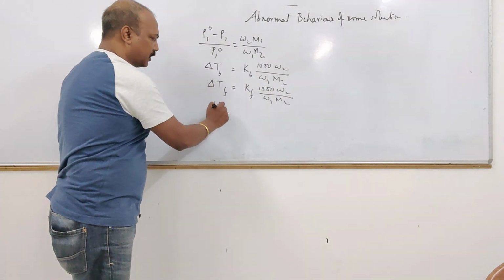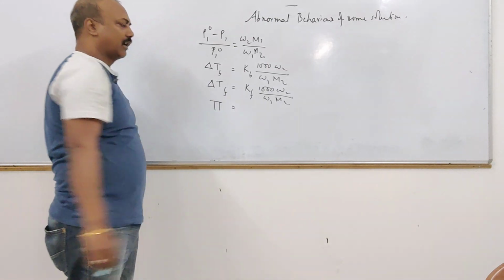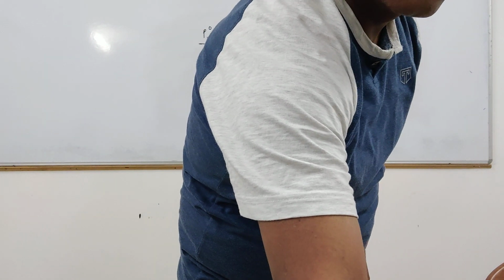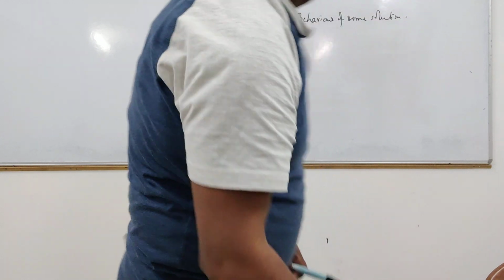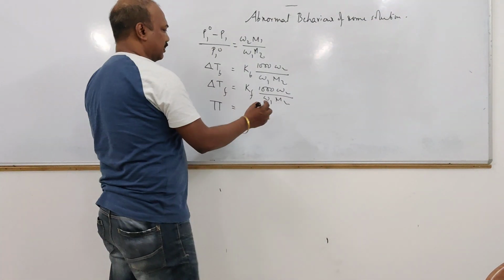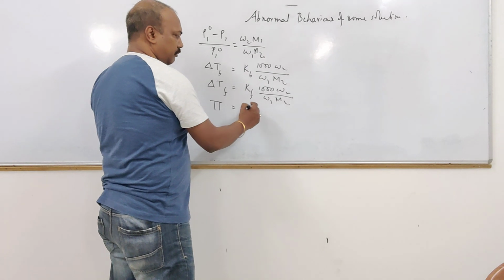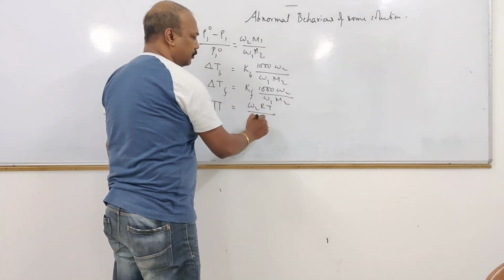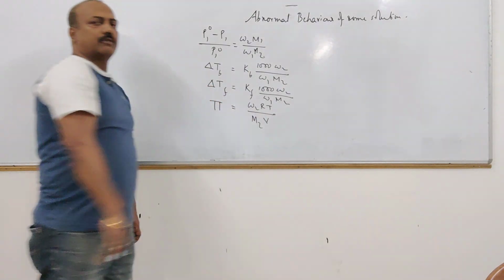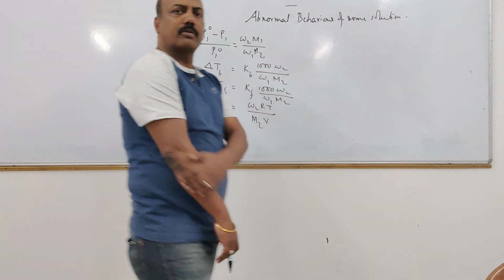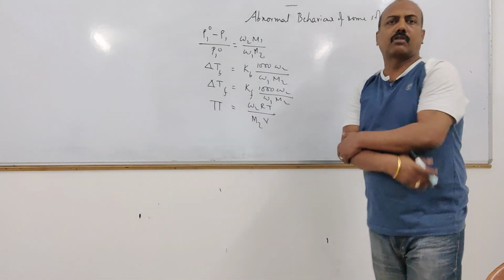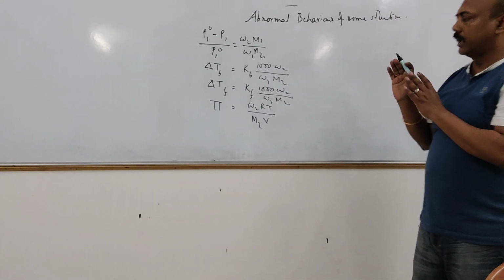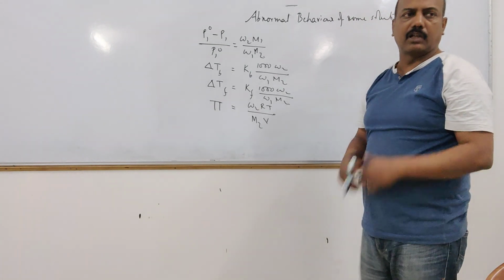And for osmotic pressure, if you can remember, we had derived the equation as pi is equal to W2 RT divided by M2 into V. This is the equation we had done, and we had solved some numericals related to these equations also, these colligative properties also. Okay.